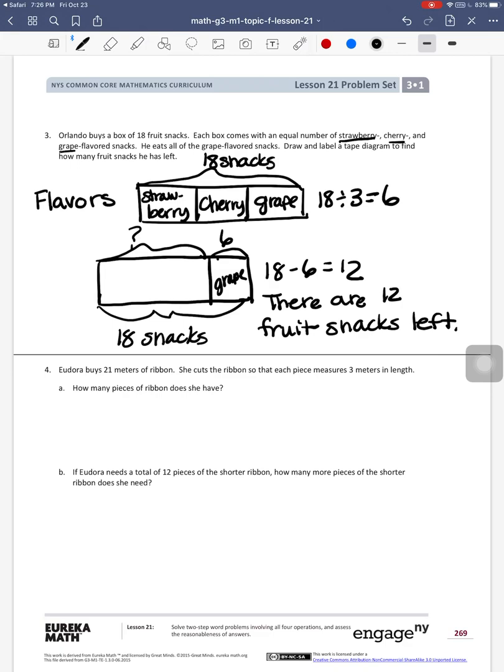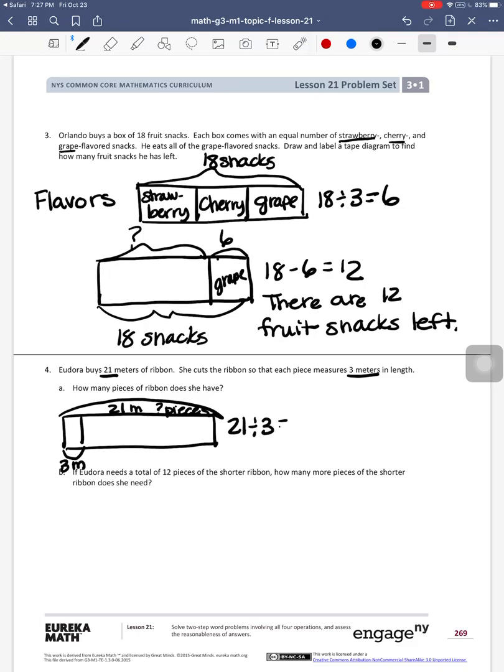Okay, Eudora buys 21 meters of ribbon. She cuts the ribbon so that each piece measures 3 meters in length. How many pieces of ribbon does she have? All right, so we know 21 meters and we know 3 meters, right? So we're going to make a tape diagram. We have some missing information. So we know this much is 3, and I'm just going to put M for meters, right? And we know all of this would be 21 meters, but we don't know any pieces, right? That's our unknown. So it's going to be hard to make a tape diagram if we don't know. So we're going to do 21 divided by 3, and that equals 7.